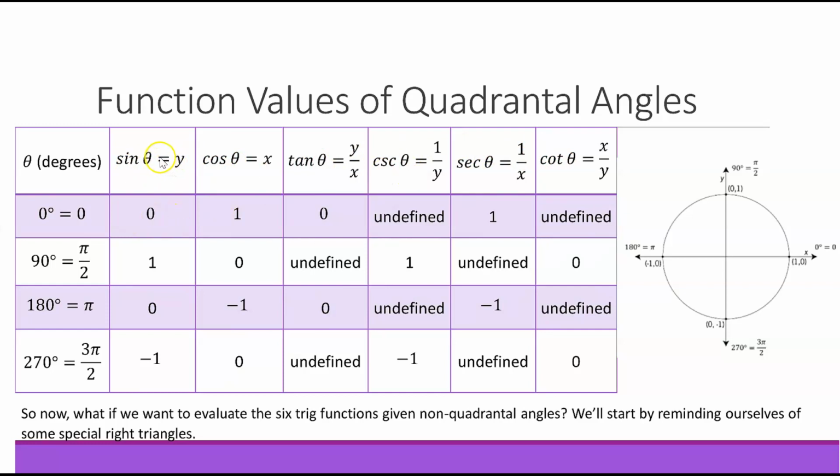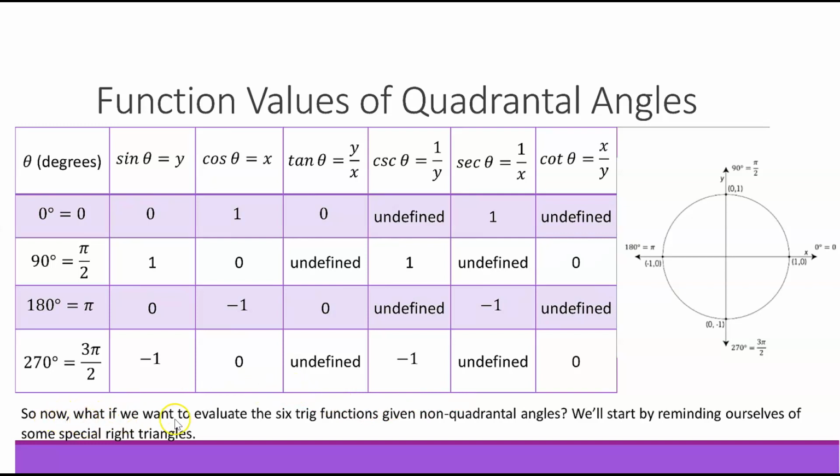So sine of 0 is 0, and sine of 90 degrees, or sine of pi over 2, is 1. Sine of 180 degrees, or sine of pi, is 0. And then sine of 270 degrees, or 3 pi over 2, is going to give us -1. So we can just see by quickly looking across this table, as I mentioned, all the values of the quadrantal angles are going to be 1, -1, 0, or undefined.